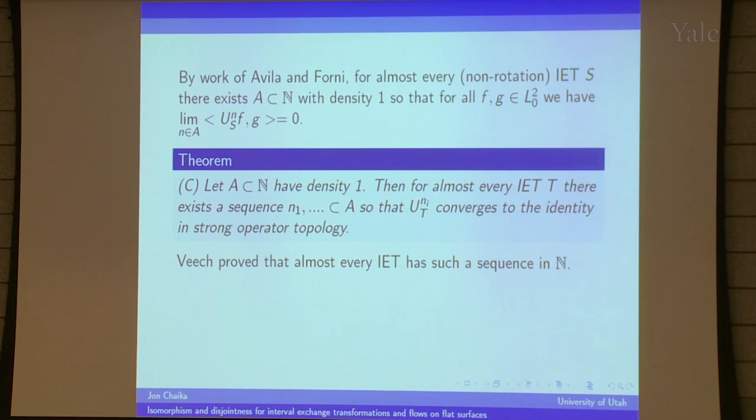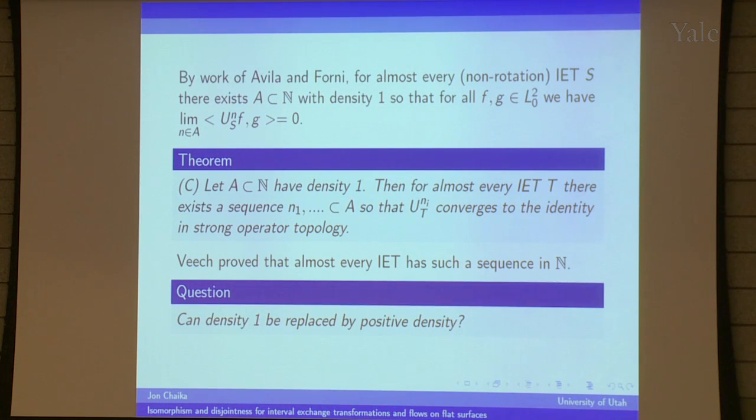I should remark, it was already known that almost every interval exchange transformation had a sequence where it converged to the identity, and this was proved by Veech. So this is a mild strengthening of a result of Veech. And it's preposterous that it has to be density 1. Any positive density should be more than enough. I don't know how to do this. I think it's a great question.